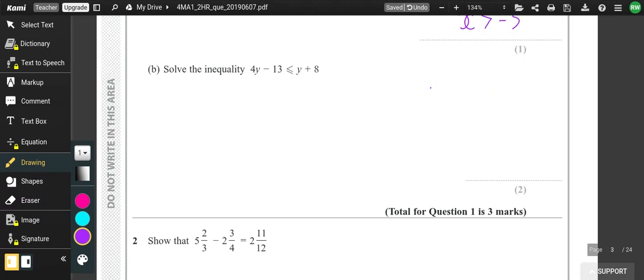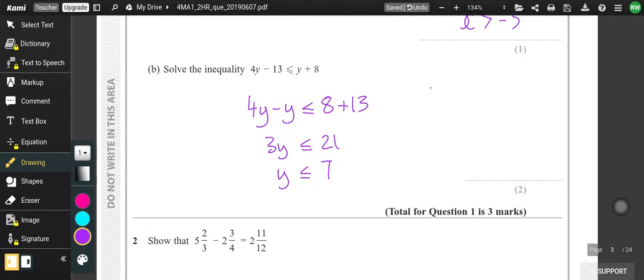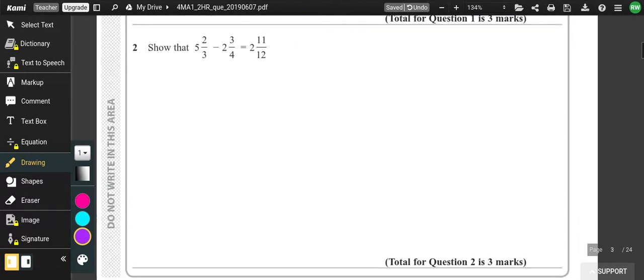For this one, the only mistake people made with this, apart from failing to rearrange this properly, is that they put an equals sign here, but forgot to put it back again. So you just write that as a less than or equal to. Don't write it as an equals and forget to put that back. So we've got 3y less than or equal to 21. So y is less than or equal to 7. Some of you had y equals 7 and lost an easy mark there.